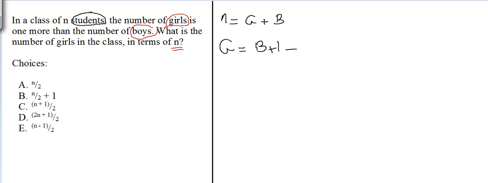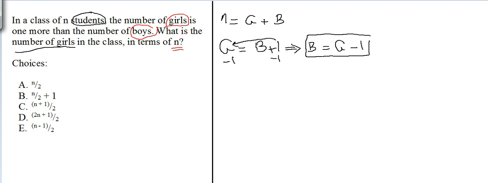But we need to find the number of boys in terms of the number of girls. Why? Because we need to find the number of girls. So boys equal girls minus 1. Boys equal girls, and we take 1 to the other side, or we subtract 1 from both sides to get boys equal number of girls minus 1.